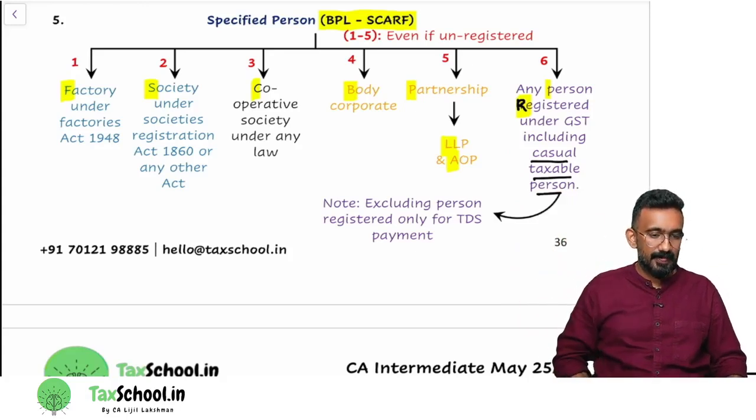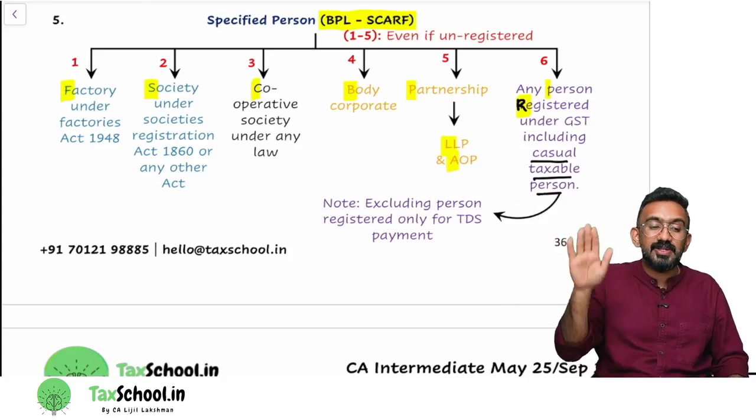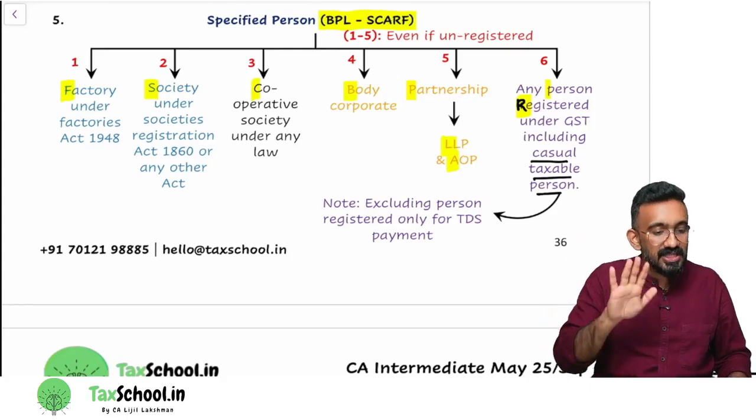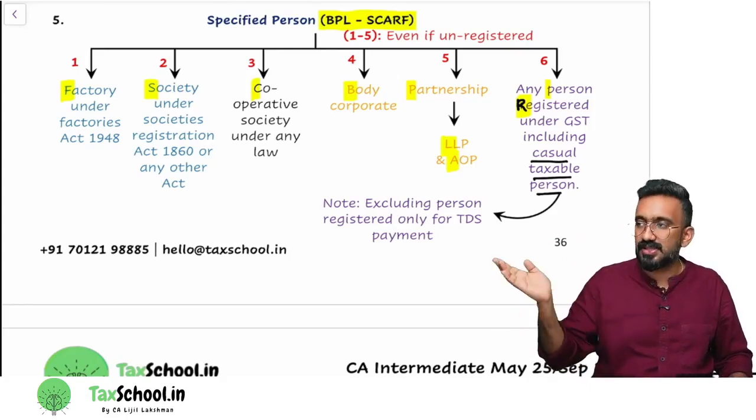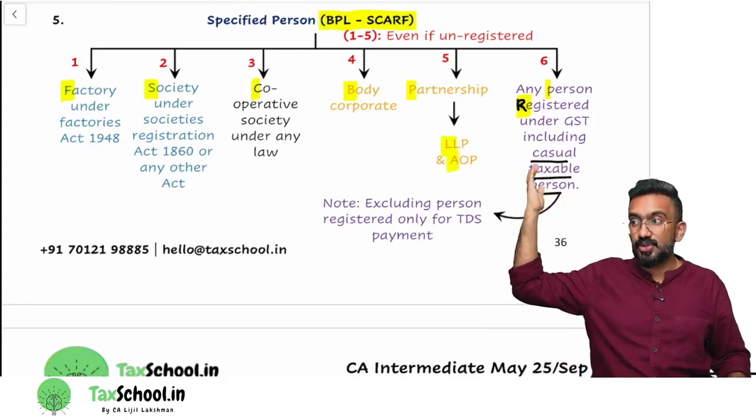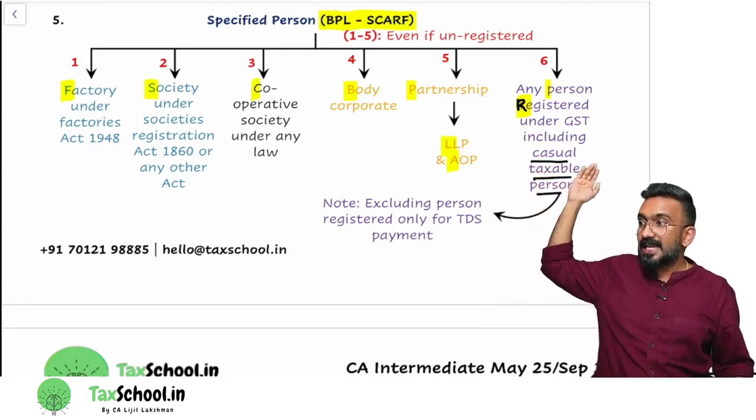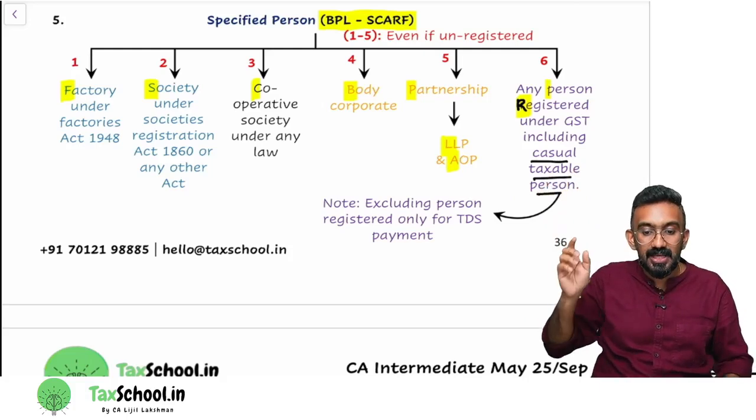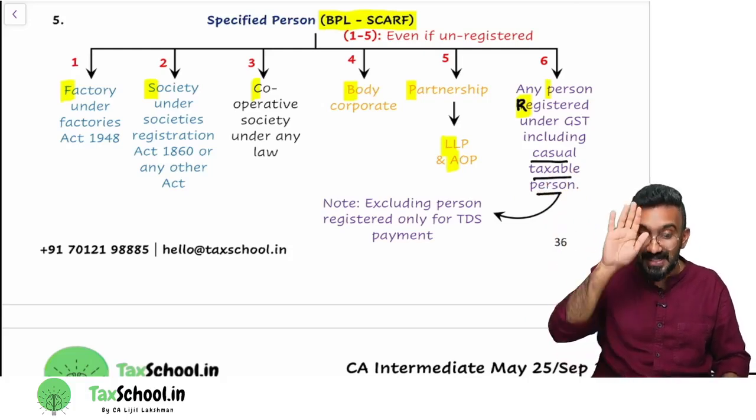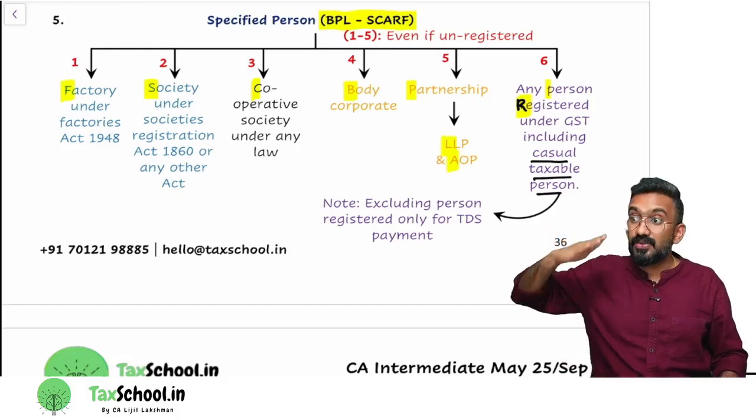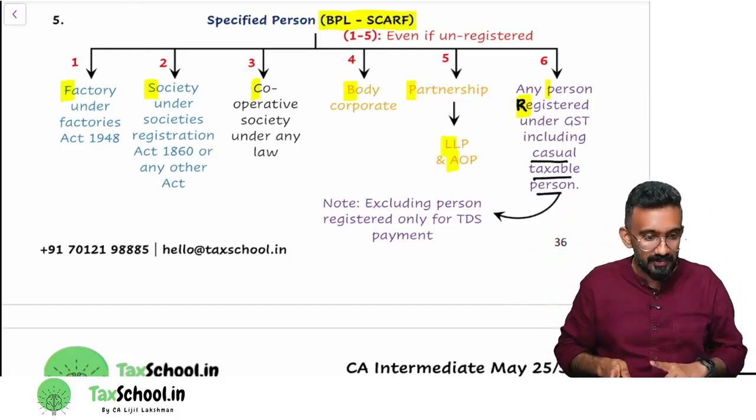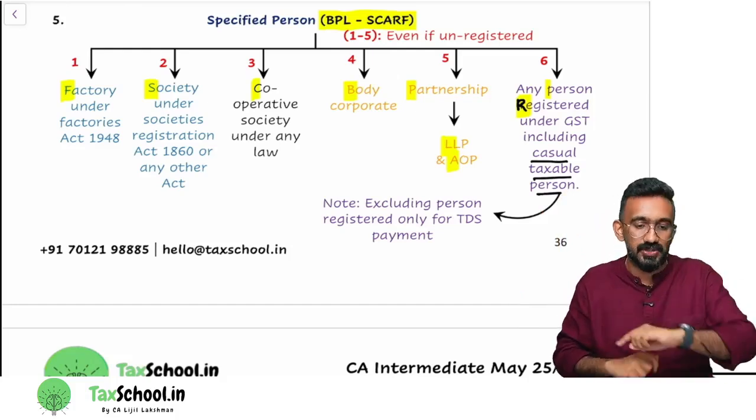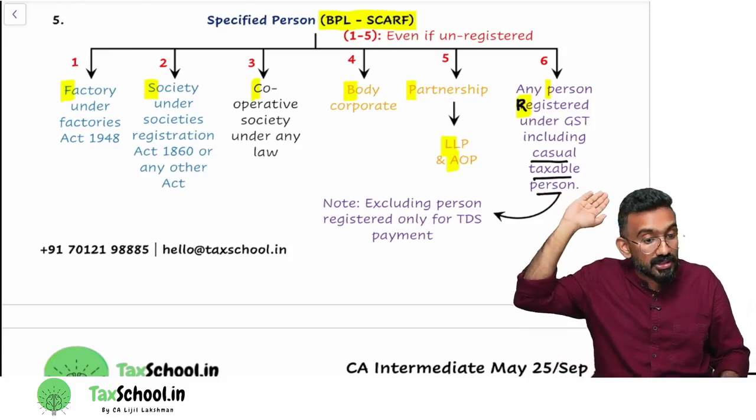So who is not a specified person? An unregistered individual, an unregistered HUF, an unregistered trust, these people will not be treated as a specified person, all others. So the sixth one says that any person registered, even if there is a sole proprietor, an individual who's running business with a GST number, will they be considered to be a specified person? Yes. But 1 to 5, they are not saying registered body corporate. They are saying that any body corporate will be considered to be a specified person even if they are unregistered. Is it clear? That's why they asked that question in the old examination.